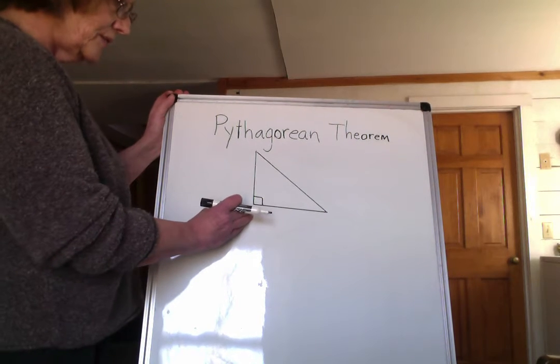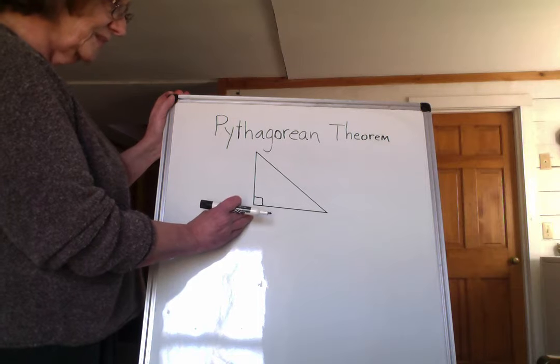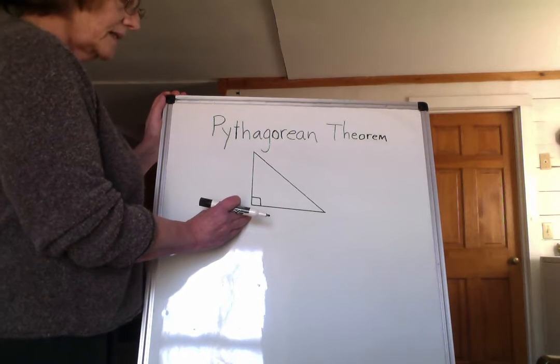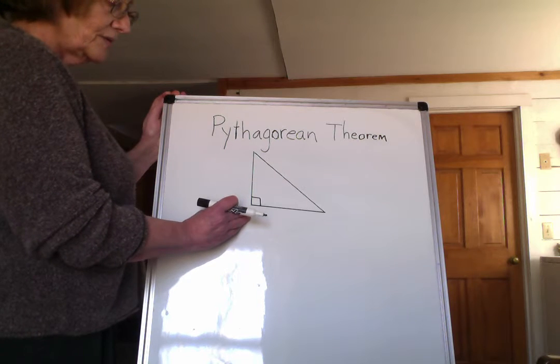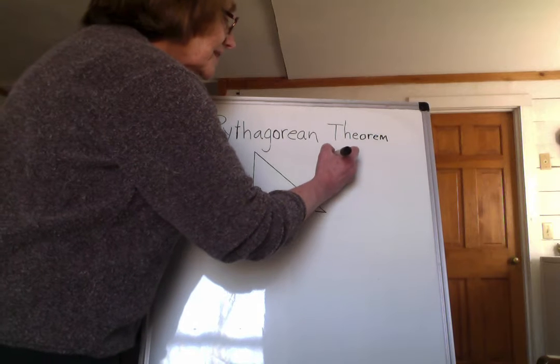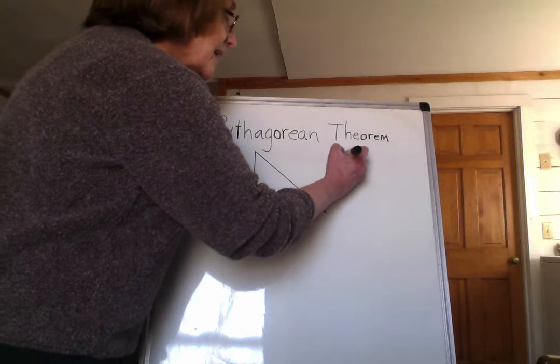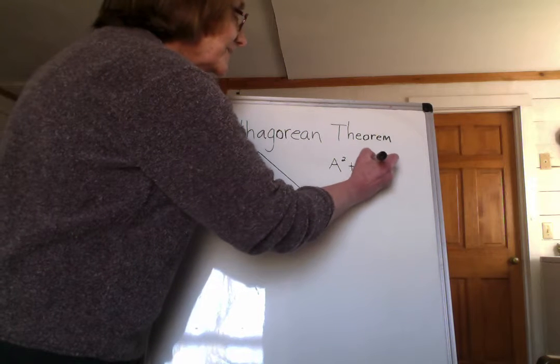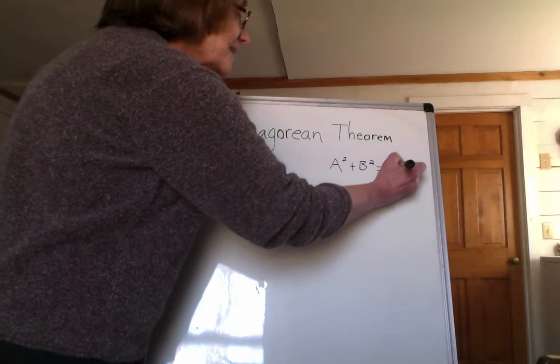When we have a right triangle and we need to know the value of the sides, Pythagoras gave us a formula to use. A squared plus b squared equals c squared.